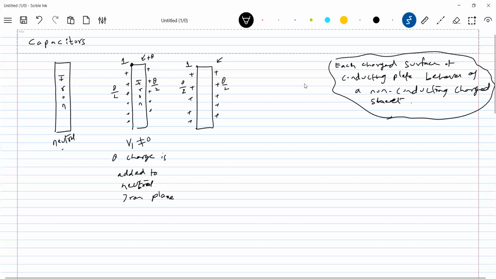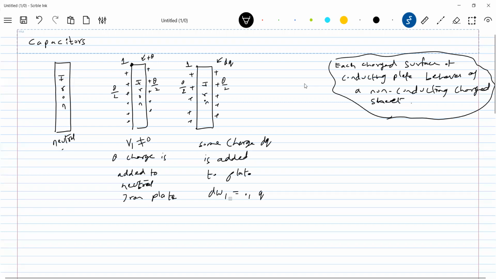To add this charge dq, some charge dq is added to the plate. How much work should I do? dW1 should be equal to, what is the potential of this iron plate? Let it be V1. After adding some charge, it has acquired some potential. So V1 into dq. Shall I write directly? It is the work done by the external agent in moving a charge dq from infinity to that point.